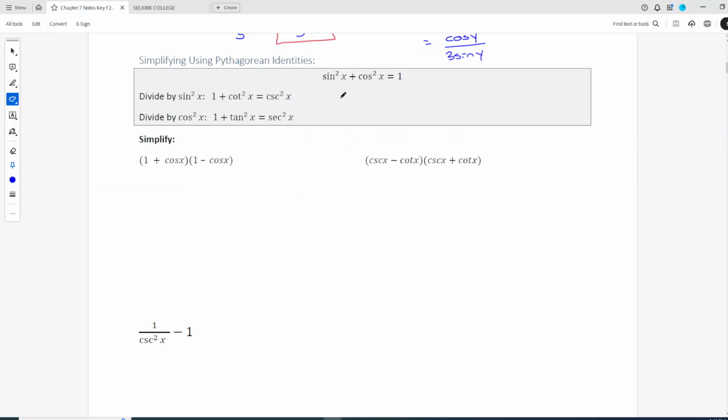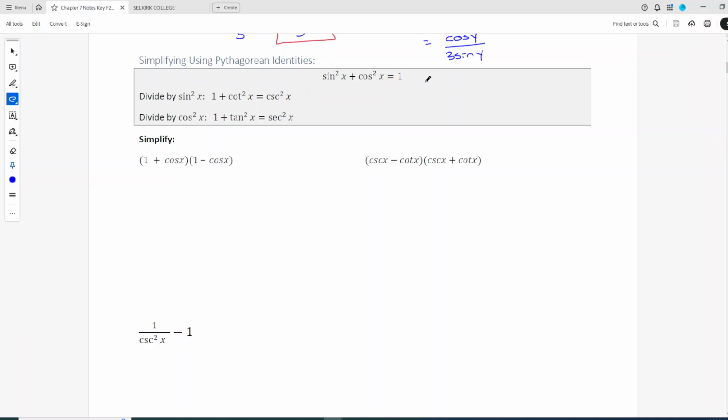What they came up with is sine squared x plus cos squared x equals 1. Then they took this identity and divided everything by sine squared x. Sine squared x divided by sine squared x is 1. Cos squared x divided by sine squared x is cotan squared x. And 1 over sine squared x gives you cosecant squared x.